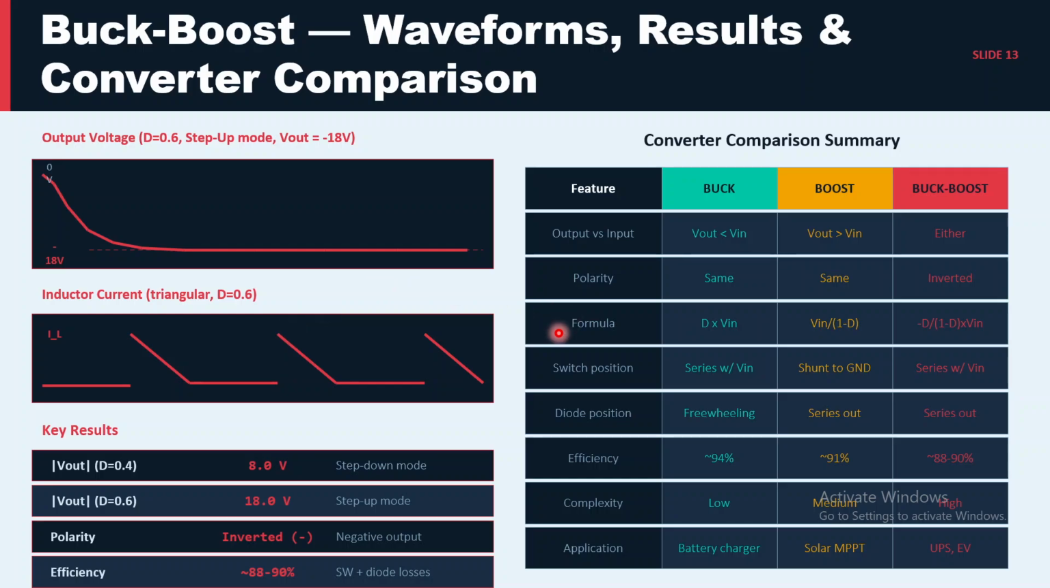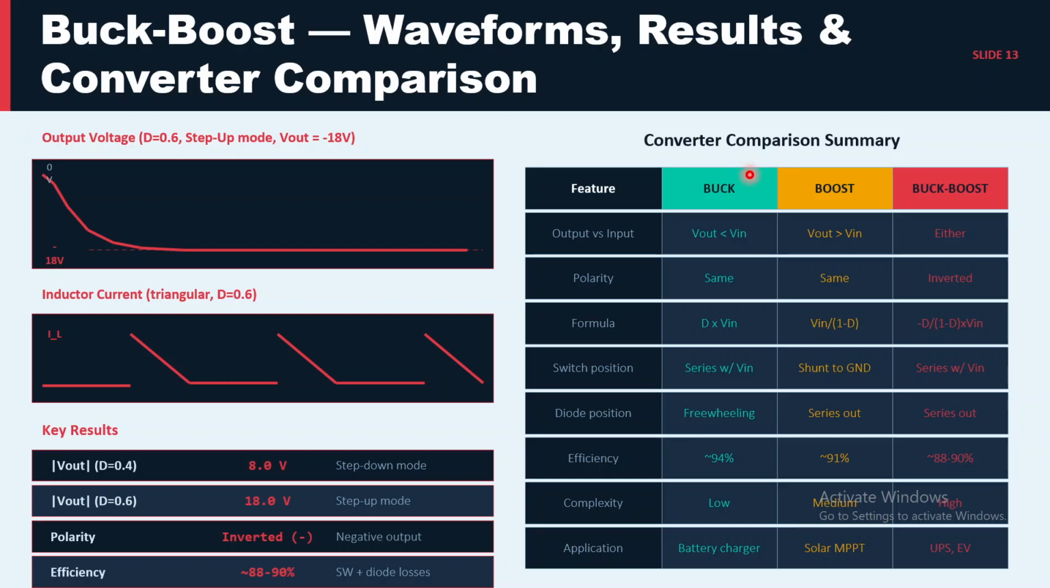When the duty cycle is 0.4, the voltage is 8 volts, which is step down. When the duty cycle is 0.6, the output voltage is 18 volts, then it becomes step up. Polarity will be inverted, so negative output, so you'll get minus 20, minus 30 like that output voltage. And the efficiency will be around 80 to 88 to 90 percent, because here there are more switch and also diode losses. Diode is forward biased, reverse biased, there you will get some losses of power.